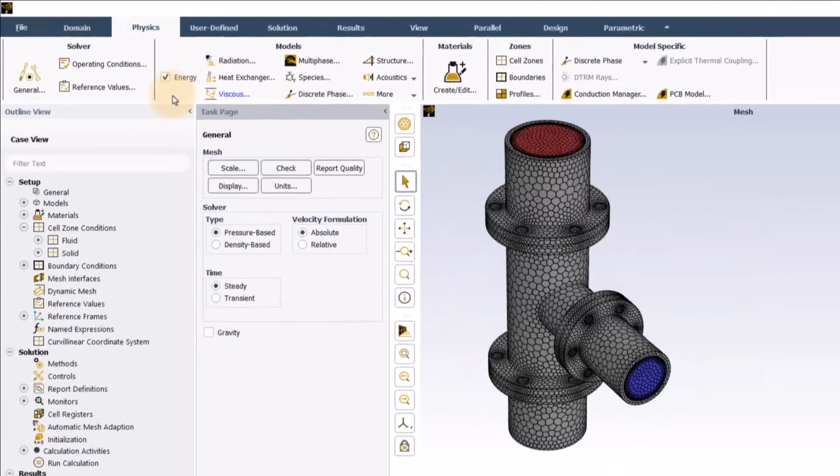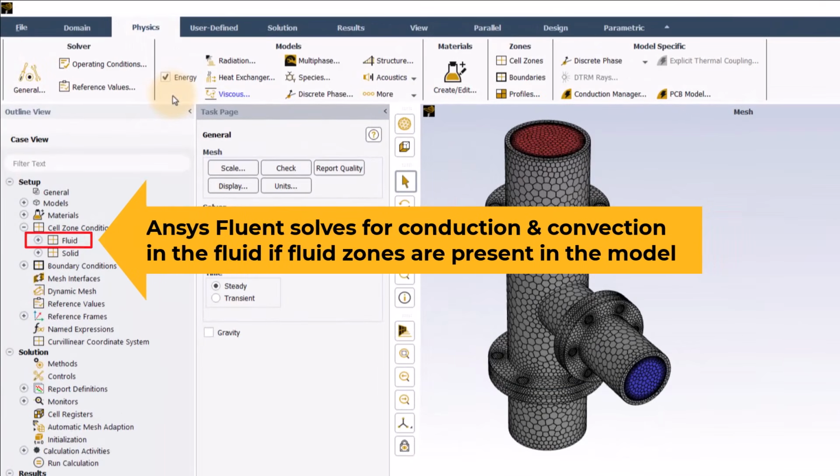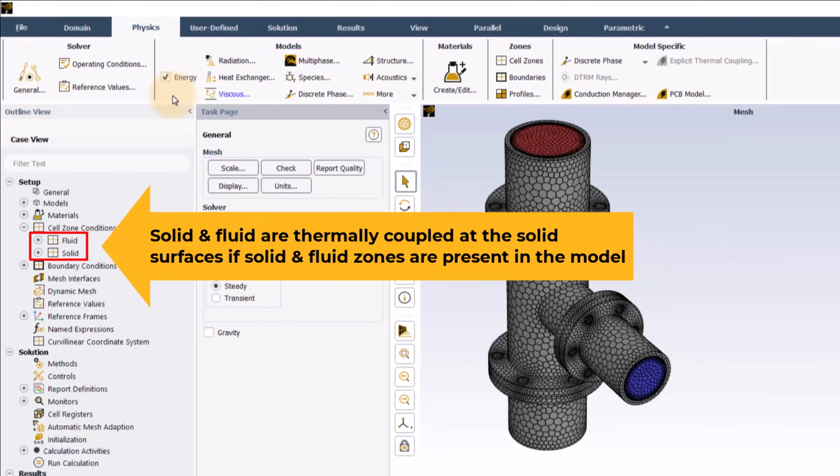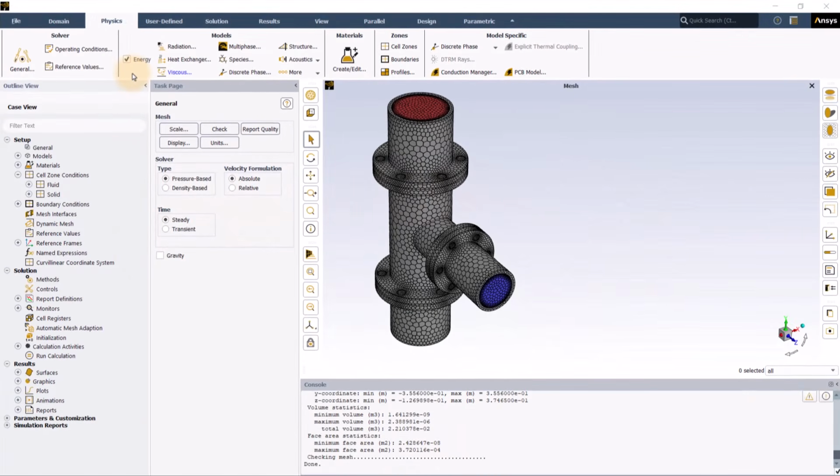If any fluid zones are present in the model, Fluent will solve for both conduction and convection in the fluid. It's possible to have solid zones and fluid zones in the same model. In such a case, the solid and fluid are thermally coupled at the solid surfaces, and Fluent handles this automatically.